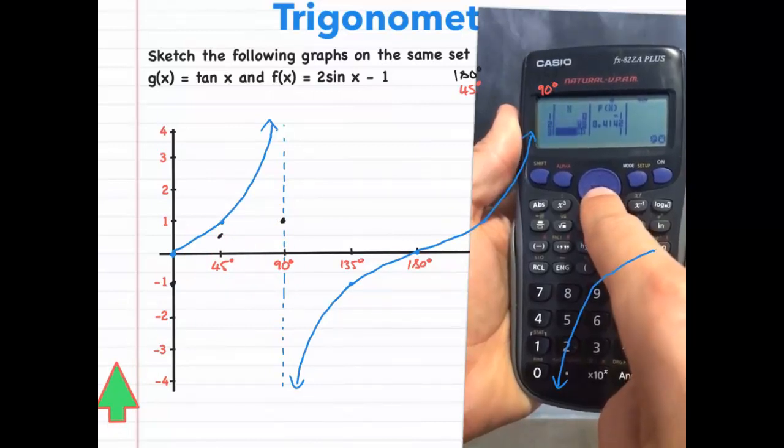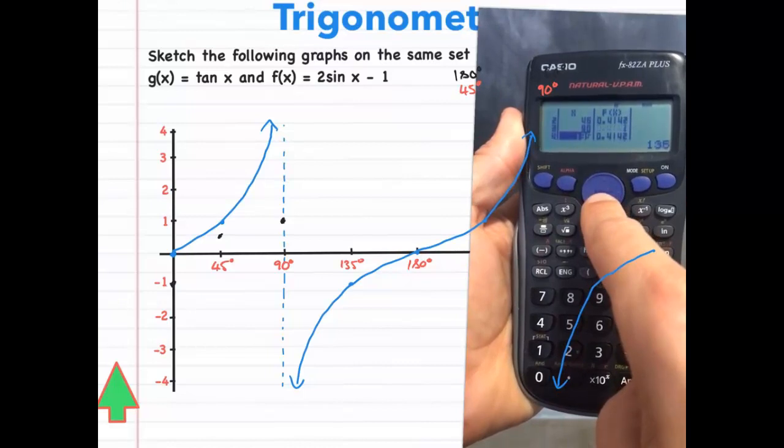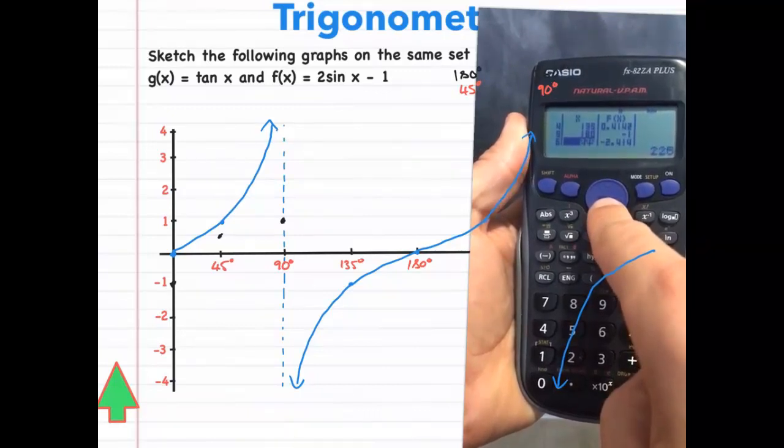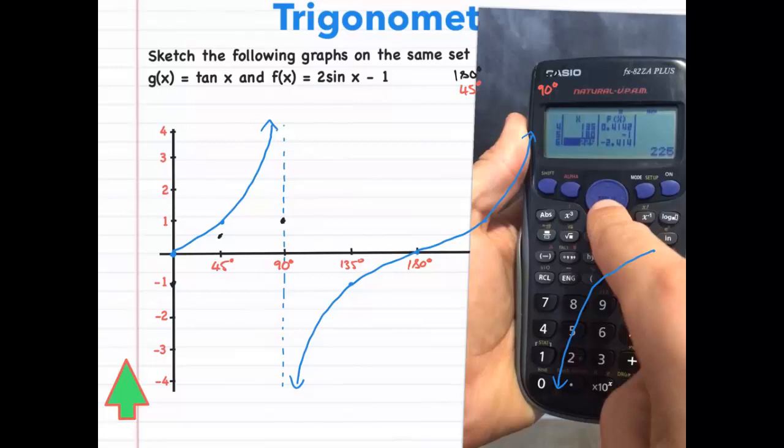And we're going to scroll down and down. There's the 135. Let's go down one more. And one more. There's 225. So let's see. 135 is 0,4. And that's in line with that dot that we made there. So there it goes. And let me plot that point as well. There we go. And then 180, which is -1, which is down here. So I'm going to plot that point right there.